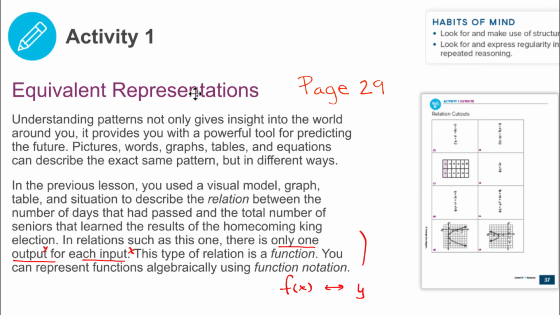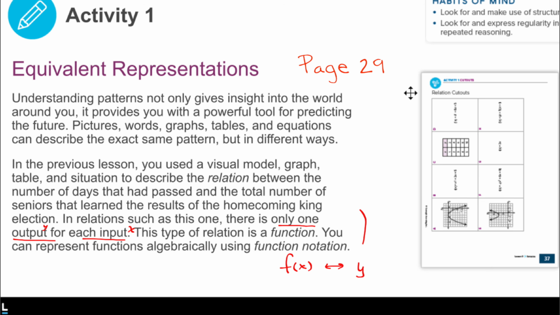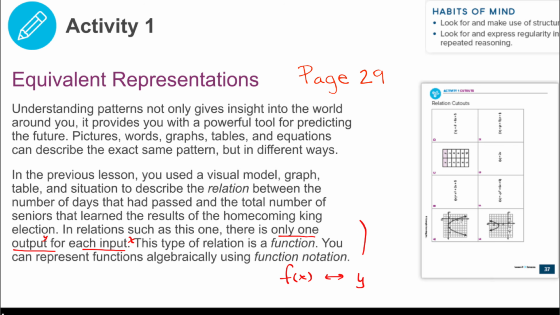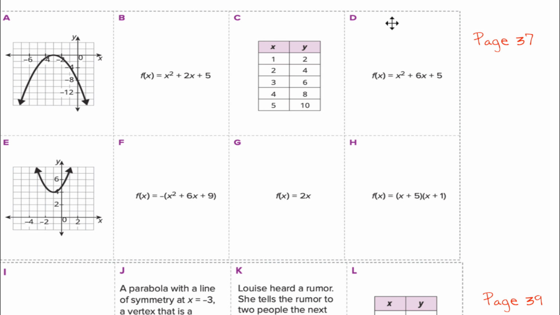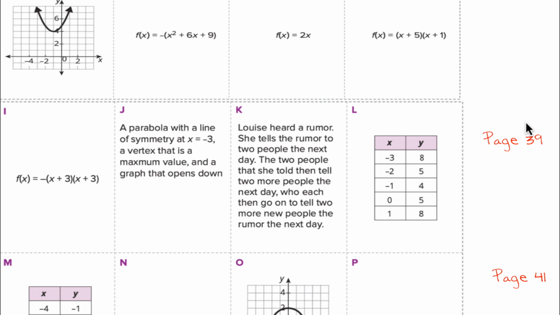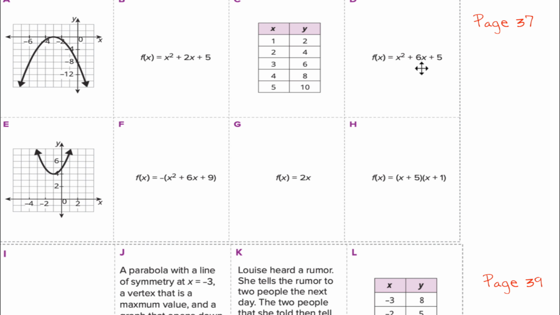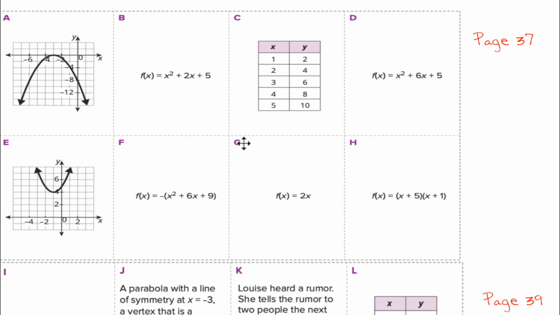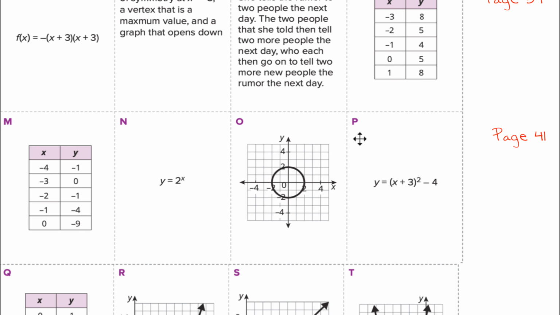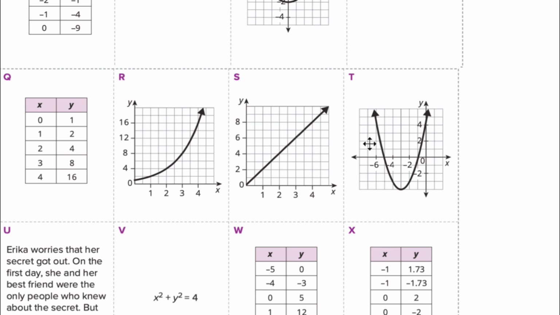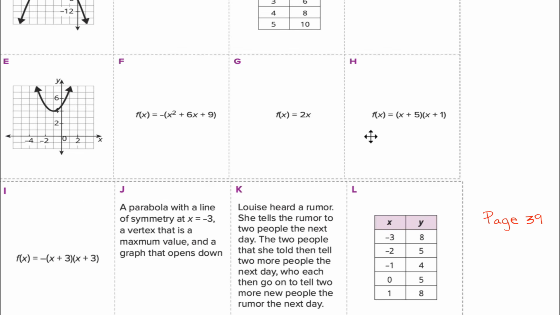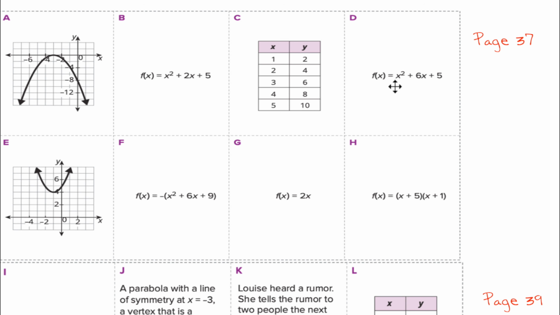All right, so we're going to move on to page 29, which we kind of looked at before. We're going to talk about equivalent representations. So if you look at not only page 29, but we go on to page 37 and 39 and 41, you'll notice we have a whole bunch of functions here, right? They're all mixed up. You just have these pages of functions. If you want, you can cut them out. You don't need to cut them out, but your job is to put them into groups that are equivalent.